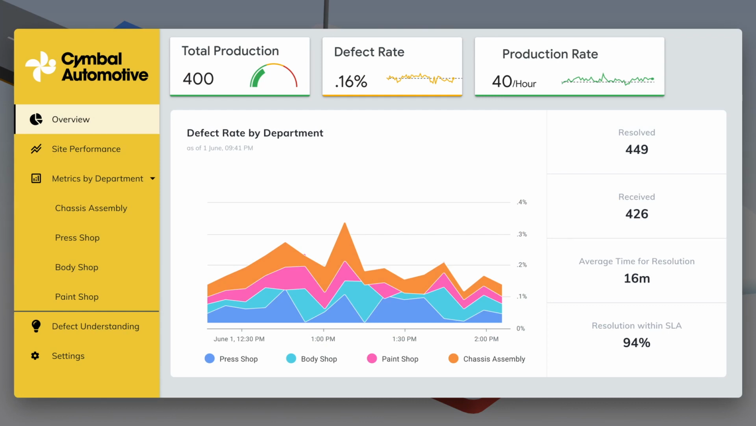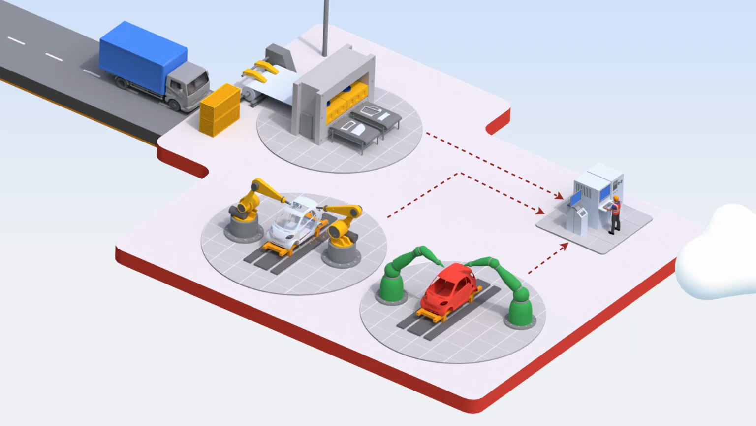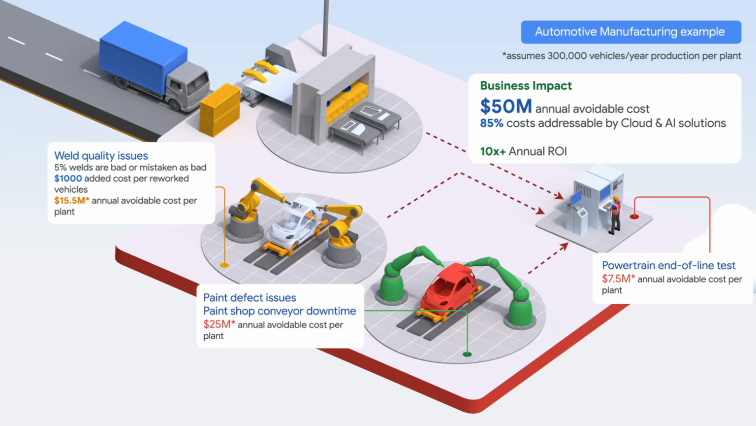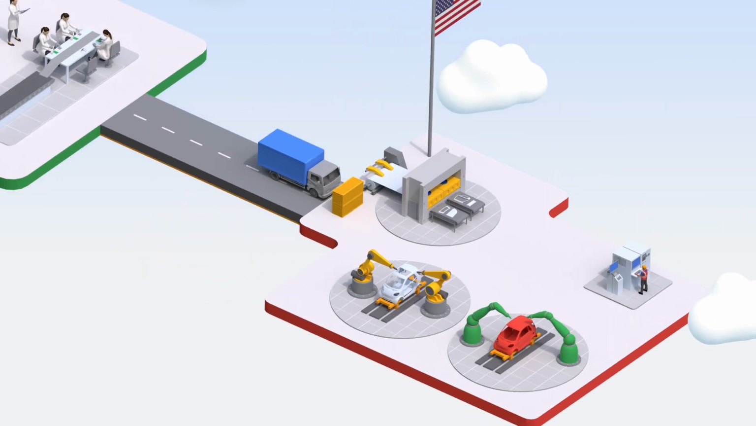The Visual Inspection solution can be applied to their welding and other operations. From an operations dashboard, the plant manager is able to view the quality performance and receive notifications from the various production lines. For an average automotive plant, the total avoidable cost from production quality issues can easily reach $50 million per year.